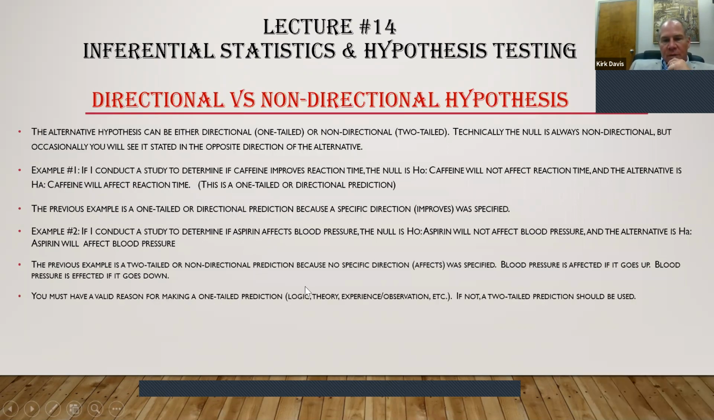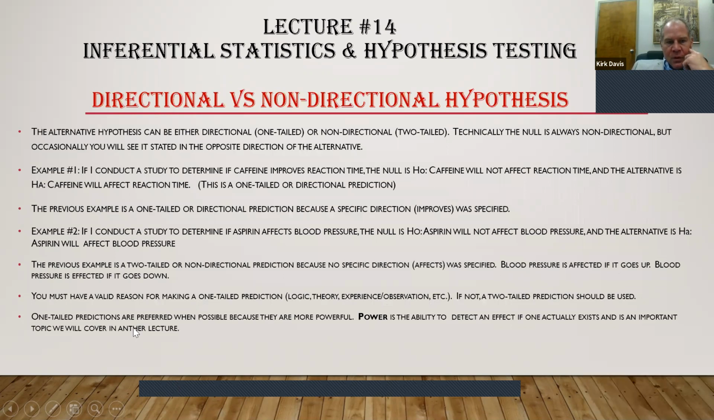We like one-tailed predictions because one-tailed predictions, directional predictions, are more powerful. It's easier to reject the null hypothesis. It's easier to find a statistically significant outcome if you make a one-tailed prediction. But you can't always make a one-tailed prediction. You have to have a reason to do so. Logic, theory, experience, observation, whatever it happens to be. If not, you should make a two-tailed prediction. But we like one-tailed predictions. One-tailed predictions are more powerful. Power just means it's easier to detect an effect, if one exists. It's easier to correctly reject the null hypothesis. But you can't always have a one-tailed test. Make one when you can.